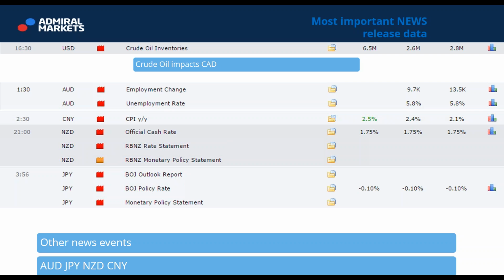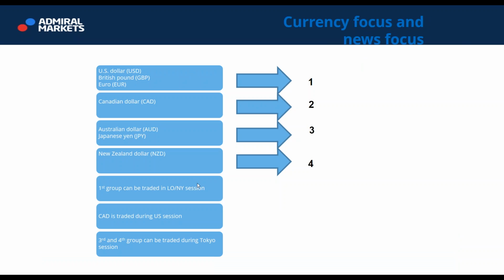Other news events, of course, are other news events that you should cover and watch and try to spike trade if you dare, of course. But of course, before that, you need to demo trade it.